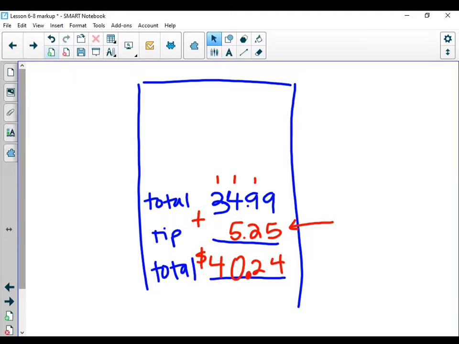So your questions should each have 2 answers. What's the markup or the tip or the tax? And then the new total. You are ready to go.